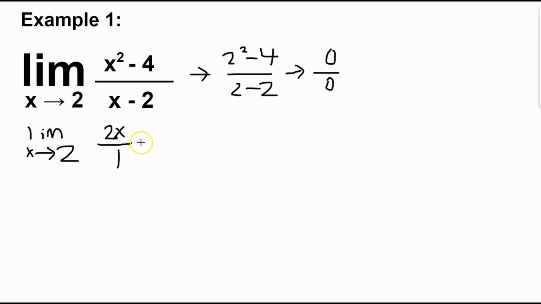This time, we're going to use the substitution method again. So substitute in 2 for x, and then you will get that your final answer is 4.